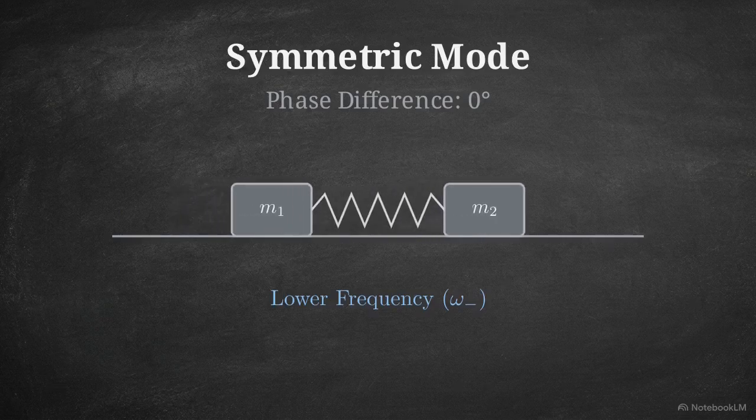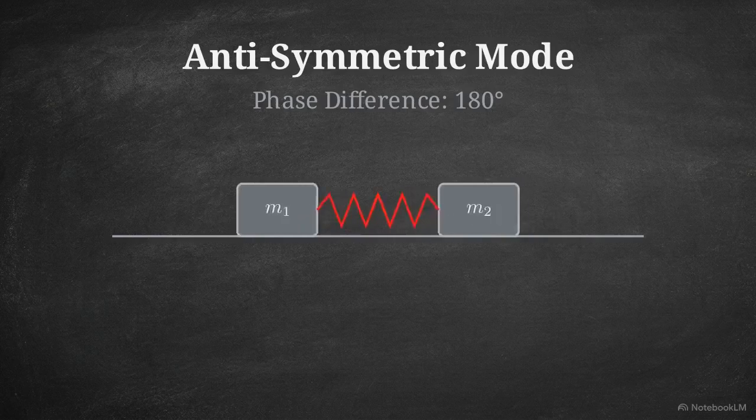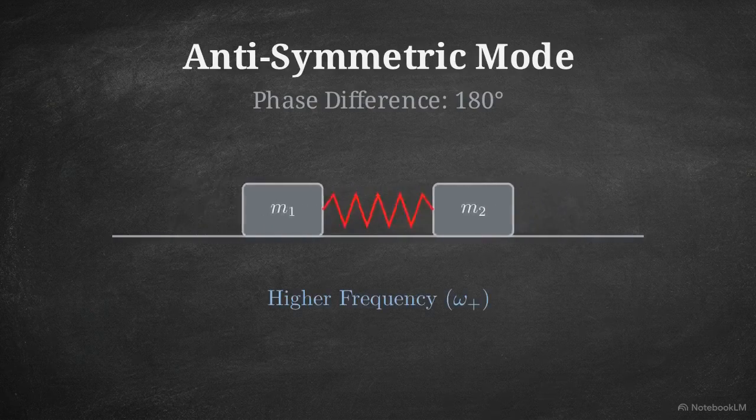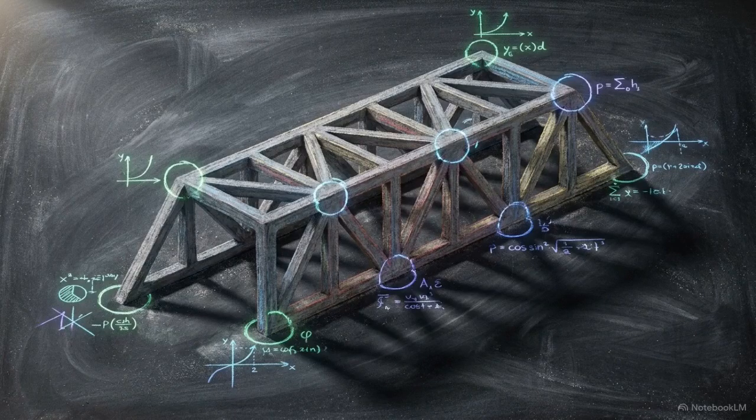In the antisymmetric mode, the phase difference flips to 180 degrees. The masses move in direct opposition. Moving toward and away from each other maximizes the deformation of the central spring. This adds severe stiffness to the system and drives the resonant frequency drastically higher. Internal phase alignment literally rewires the effective physical stiffness of a multi-part structure in real time.